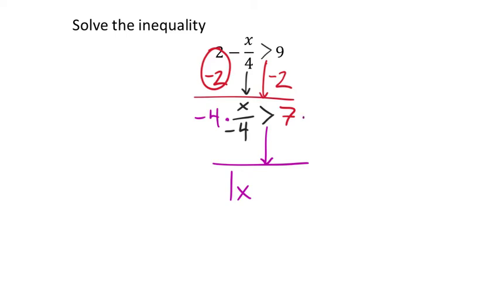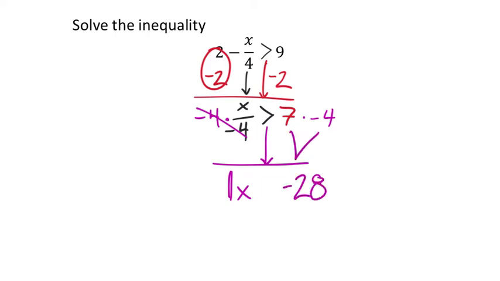If I do it to one side, I'm going to have to do it to the other side as well, okay? And then negative 4, this really is negative 4 divided by negative 4 right here, which, again, is why we get a 1 right there. So that does give me this 1x. But then we got 7 times negative 4, which is negative 28.